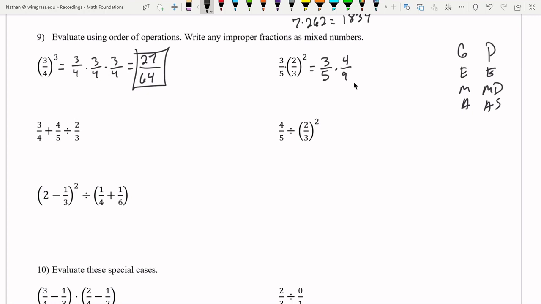And now I can multiply this through. I can cross cancel, however. Divide by 3, divide by 3. 1 times 4 is 4. 5 times 3 is 15. So 4/15 is my solution there.